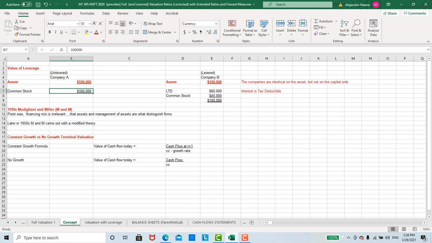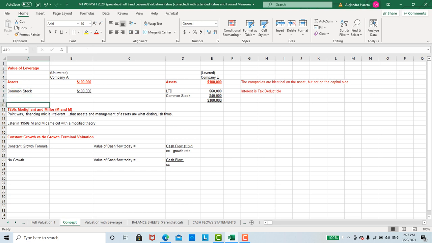Now, shortly after they came out with this theory, and I have sets of notes which get into more detail on this, they came out with a modified version of the theory because they realized, like we all do, that interest is tax deductible. And since interest is tax deductible and dividends are not, that will give companies with long-term debt in their capital structure a little bit of an advantage because they get the tax shield advantage. They can deduct interest, they save money on the taxes, which is a cash inflow.